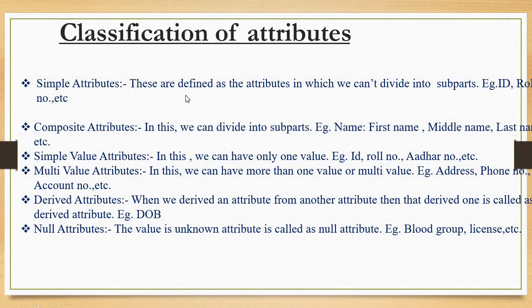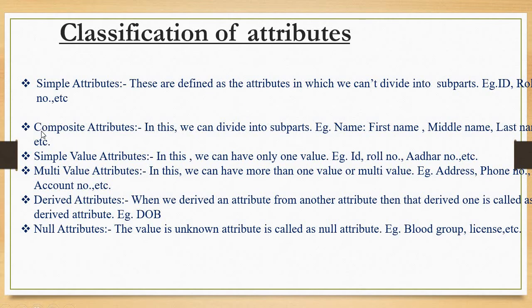Simple attributes are defined as attributes which we cannot divide into subparts. For example, ID, roll number, etc. If I take an example like student ID 1904697, this is an ID number, so you cannot divide it into further parts because it is a unique number. Are you understanding? Likewise the roll number is an example of a simple attribute.